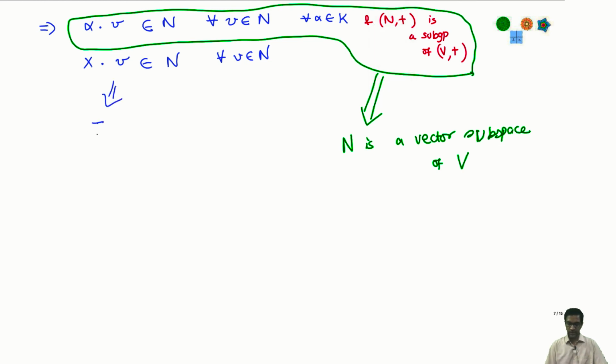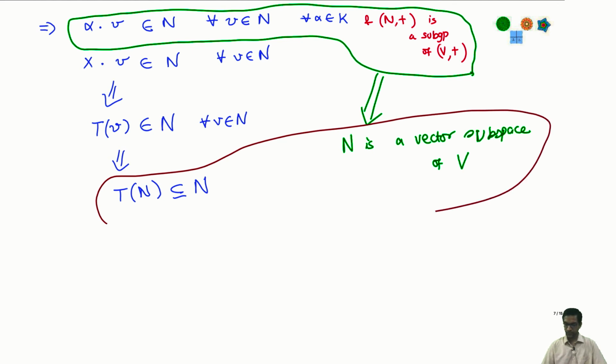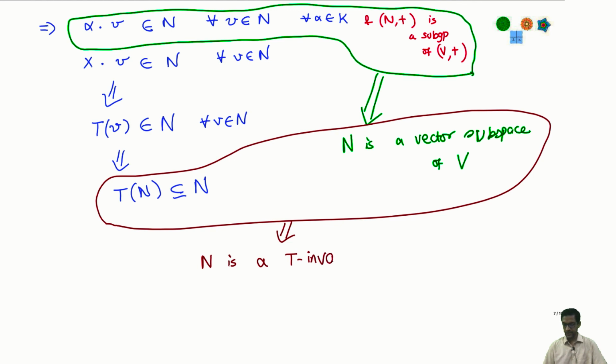Okay, and now let's see what this additional property implies. xv, remember, is just Tv. So this says that if I take an element of N and I apply T to it, I get back an element of N. In other words, the subspace N maps to N under T, vectors in N to vectors in N. So what does that mean? Well, these two properties are exactly the definition of what's called a T invariant subspace. So N is a T invariant subspace of V.